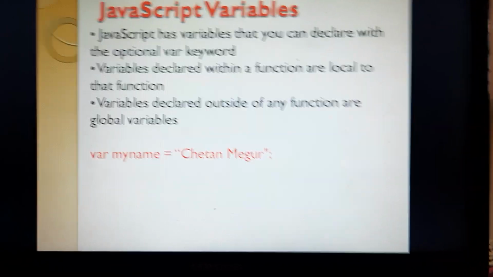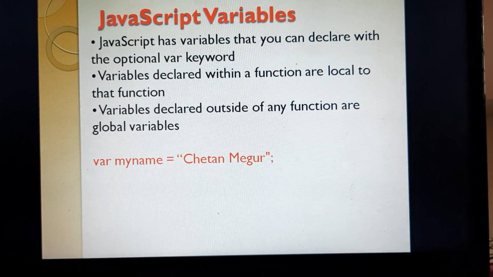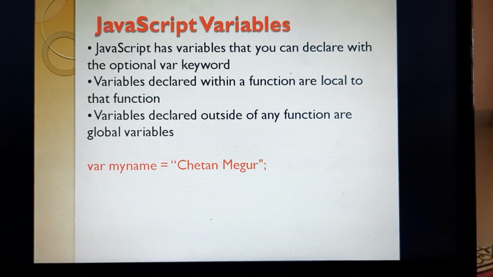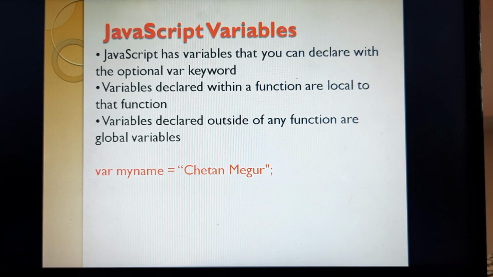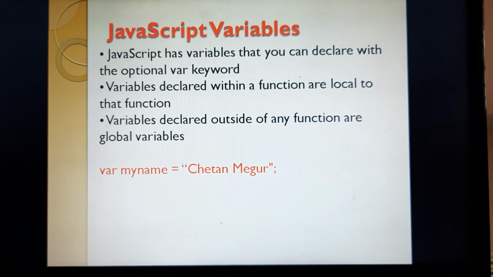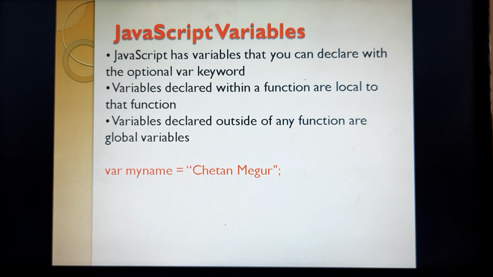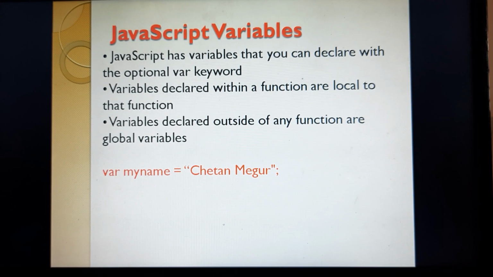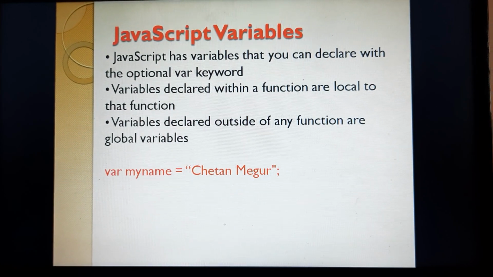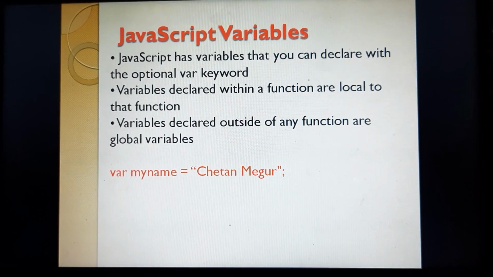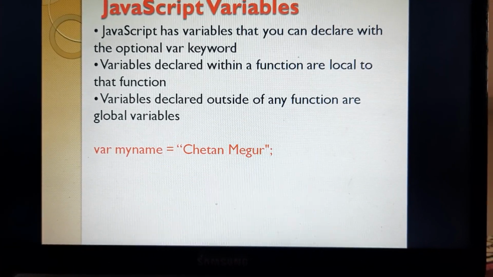Now, declaring of the variables. JavaScript variables can be declared with the help of the var keyword, and it is optional. We may use var or we may not use var. So declaration takes place directly also, and variables declared within a function are called local variables, local to that function, only restricted to that function. Outside the function we cannot use it.